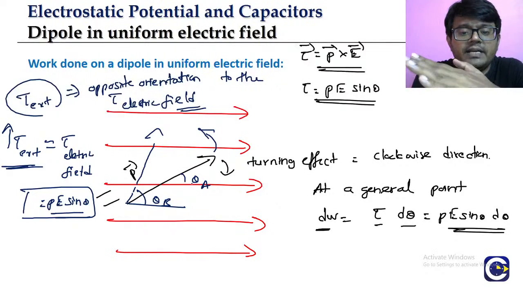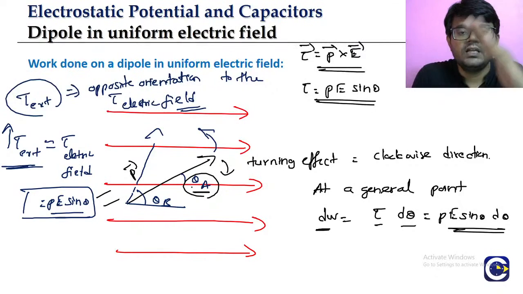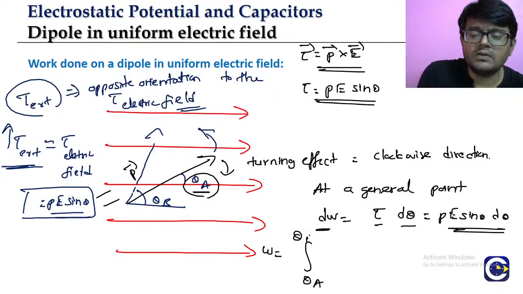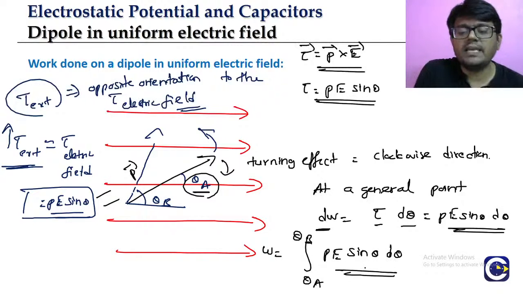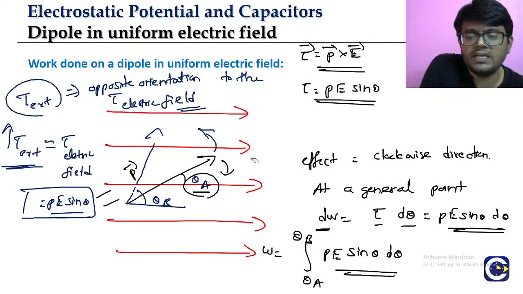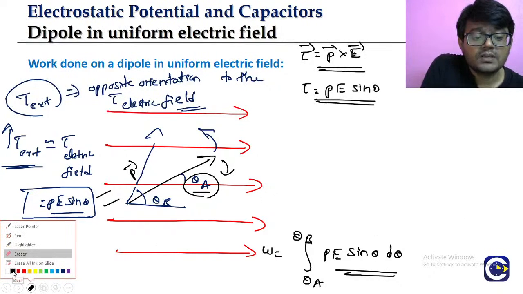Now we are rotating the dipole from the initial arrangement at angle theta a, until the angle between the dipole and the electric field becomes theta b. To find the overall work done, we integrate the expression from the initial orientation theta a, where the dipole makes an angle theta a with the electric field, up to the final orientation theta b. That will give us the total work done by the external torque.